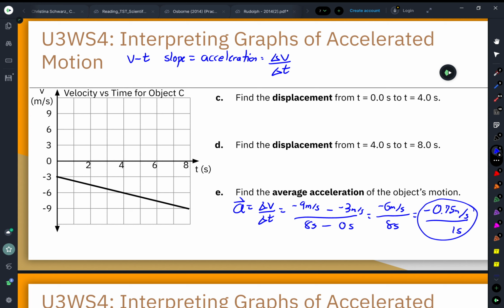Now, the reason why I wanted to do that first is because we have two different ways that we can figure out displacement from a velocity versus time graph. We have a mathematic way and a graph way. I'm going to start off with the mathematic way for part C, and then I'm going to do the graph way for part D. So for part C, I'm going to end up with our mathematical approach.